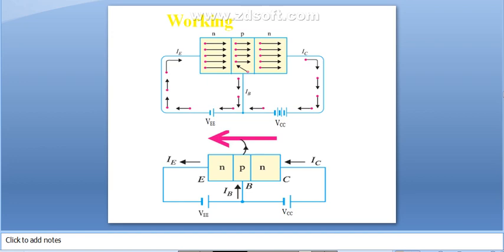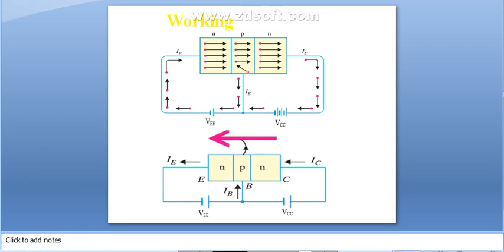The remaining electrons, more than 95%, are crossed over into the collector region. Only 5% of the electrons are recombined with the holes in the base region. The remaining 95% of electrons pass to the collector and produce a collector current. So the collector current is approximately equal to the emitter current.